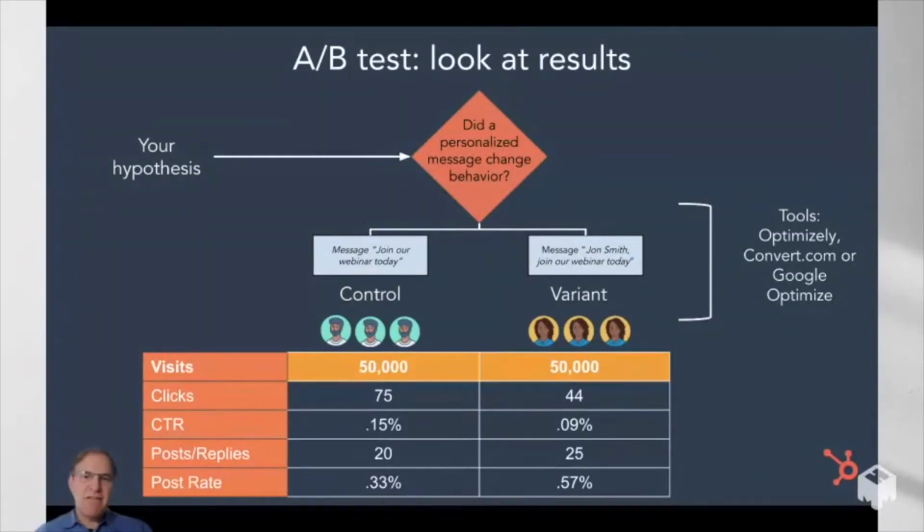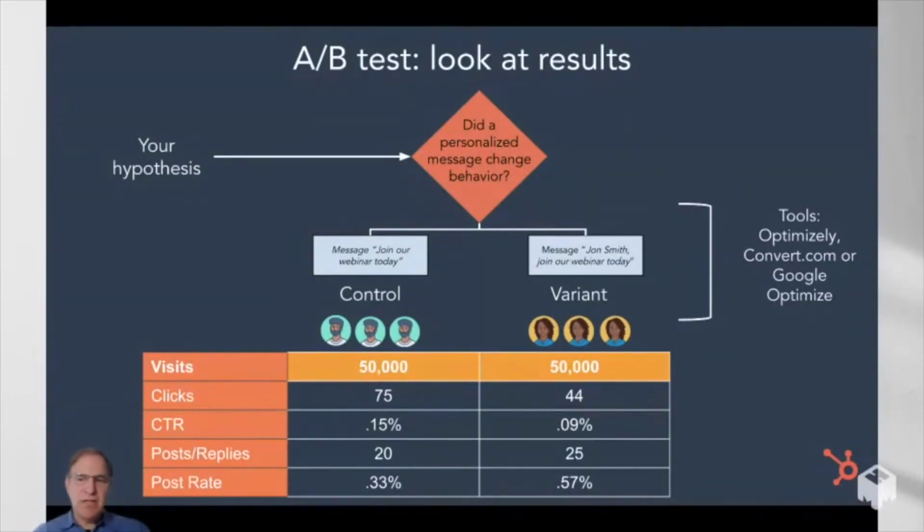This slide has a lot of information on it, so I'll talk you through it. So you ran a personalized message on the home page. You see here, it's either "join the webinar today" or "John Smith joined the webinar today." And then you can look at the results and determine what is the winner in this A/B test. Some things to think about. You might be solving for clicks to get people to the site, or you might be solving for the post rate or number of posts, which is what we were solving for. Very easy to run these A/B tests on your own community.